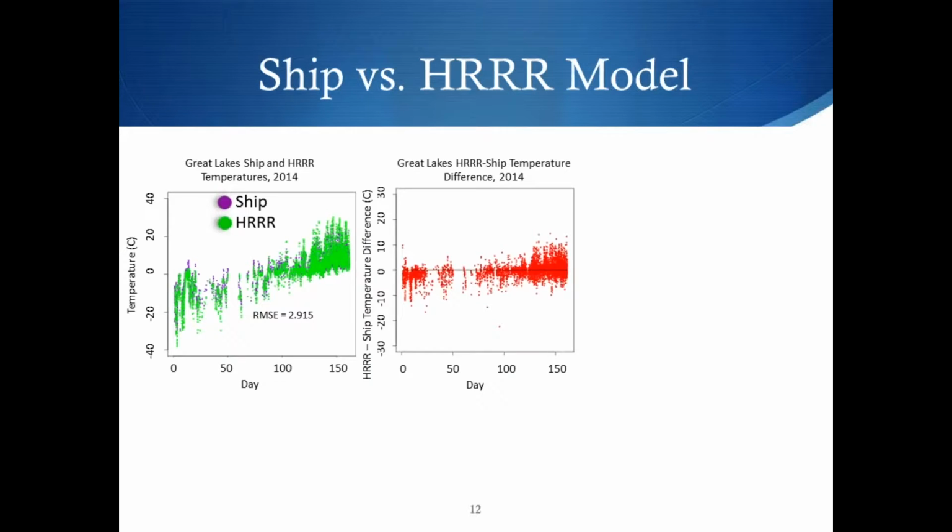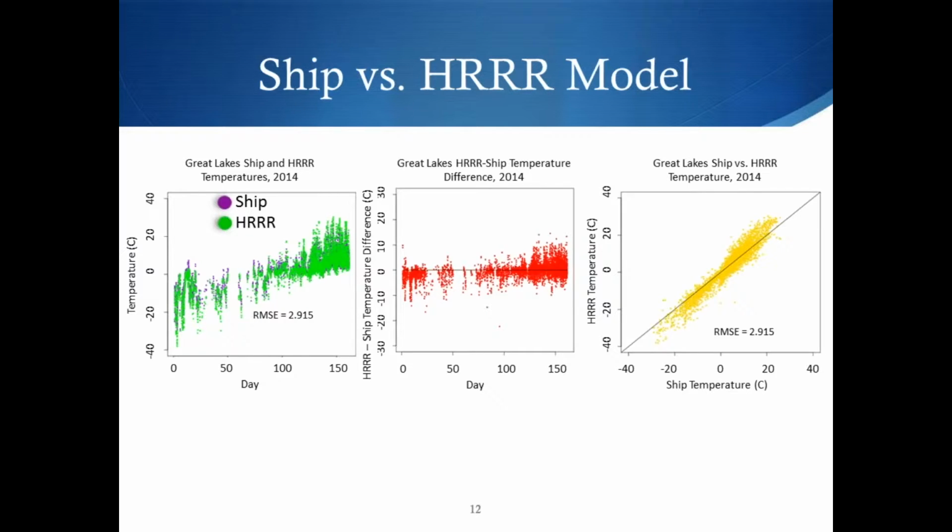And you can really see this in the HRRR minus ship temperature difference plot in the center. You can see at the beginning of the year, you have HRRR temperatures that are much lower than the ship temperatures. And this reinforces it, the one-to-one plot showing HRRR temperature versus ship temperature. You can see that especially in the beginning of the year, the HRRR temperatures fall below the one-to-one line, indicating that the HRRR temperatures are lower there than the ship temperatures.